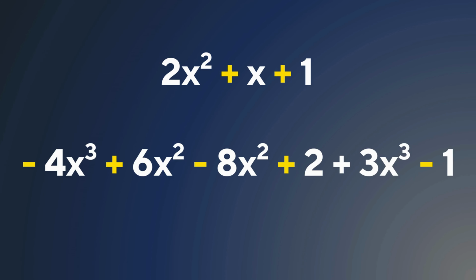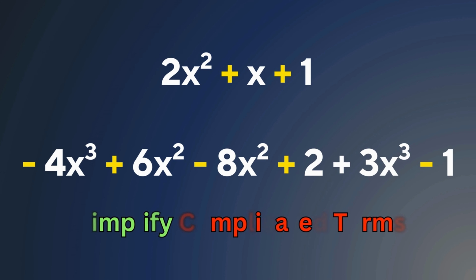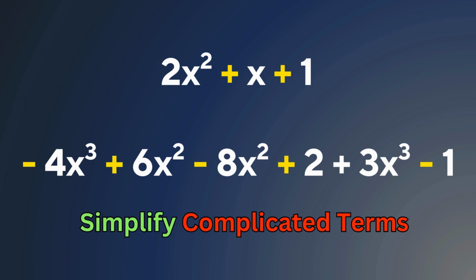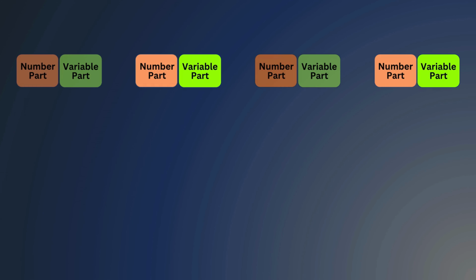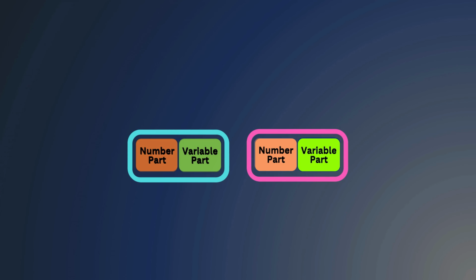Even though polynomials are straightforward, sometimes they appear more complex than necessary. And in math, what do we do when things seem complicated? We simplify them. In this video, we'll learn how to simplify polynomials. This involves identifying and combining like terms with the same variable and exponent, so that the polynomial becomes simpler.